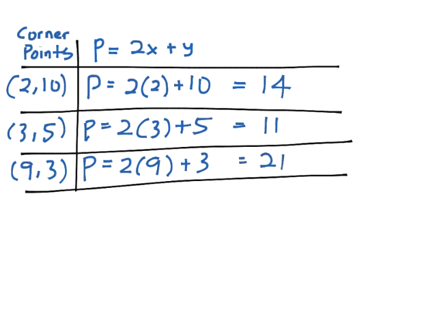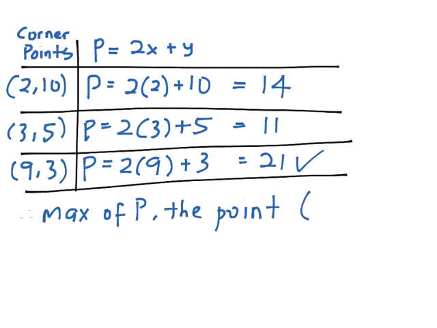So you have here, since you want to come up with the maximum value of P, the maximum will be the highest value. If you want to come up with the minimum value of P, you need to look at the lowest value. So since you want the maximum of P, the point which gives you the highest value is 21, which is the point 9, 3. So this is our final answer.